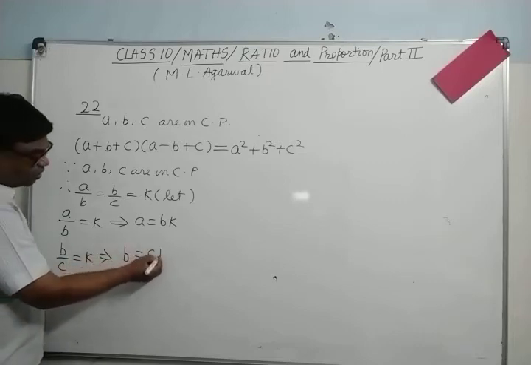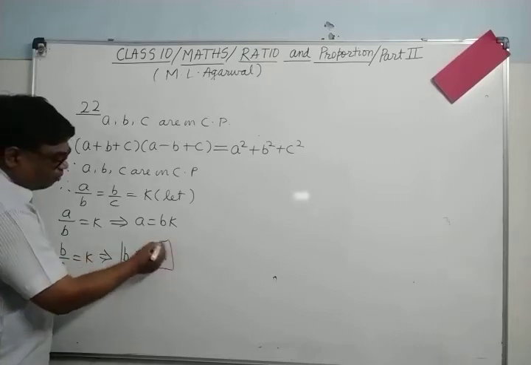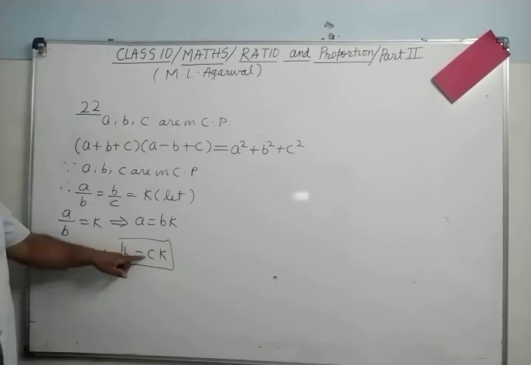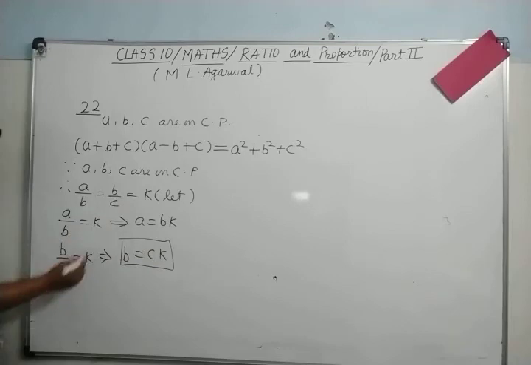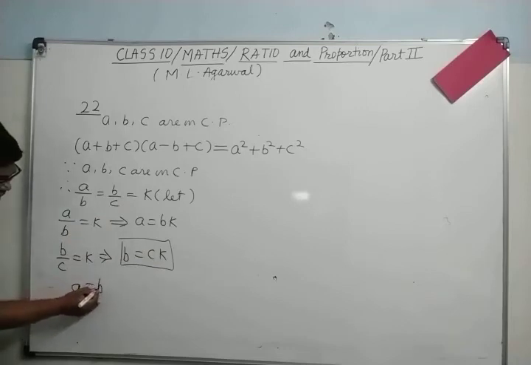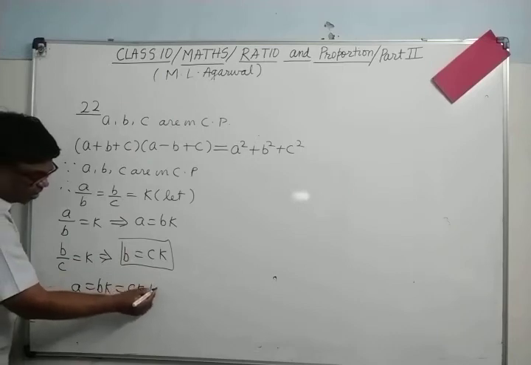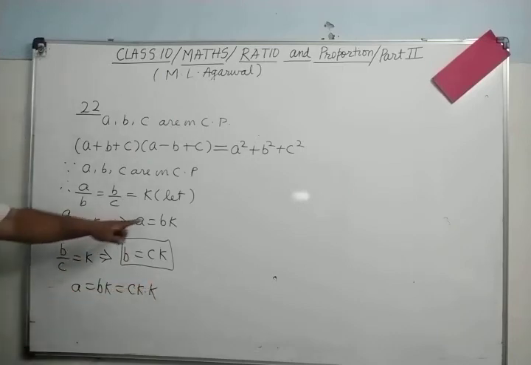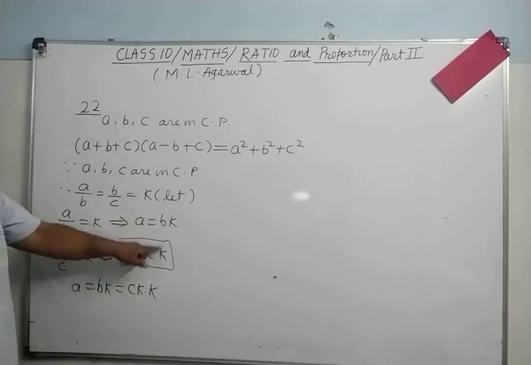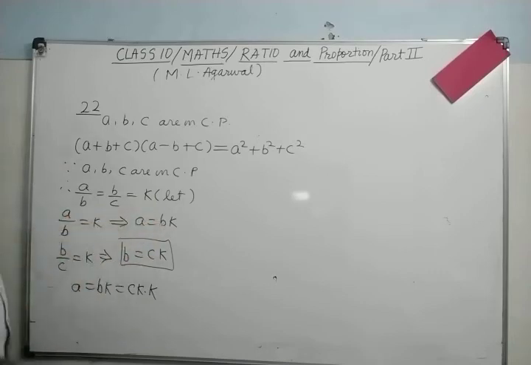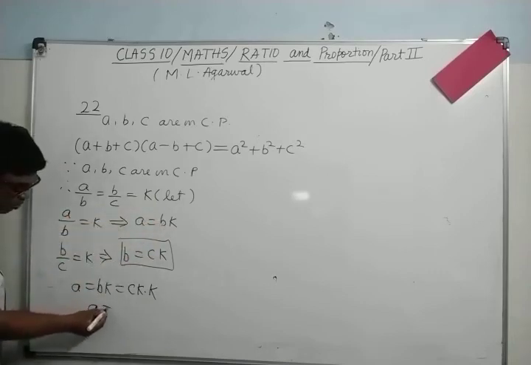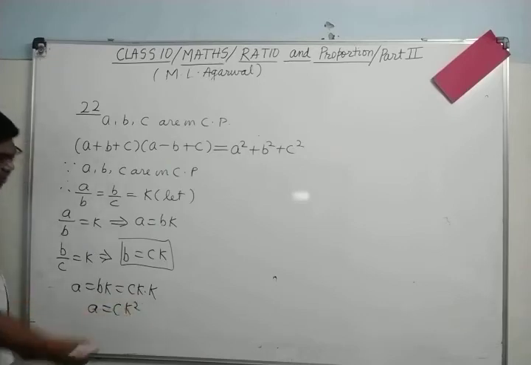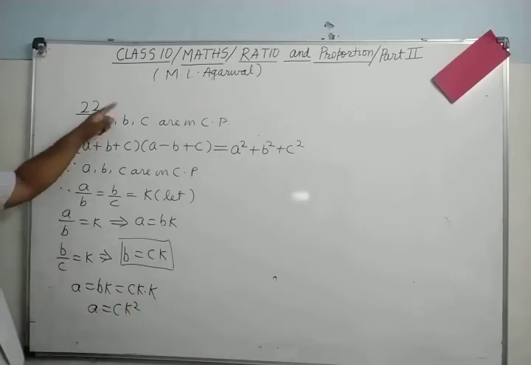B equals CK. So here the value of B you have found in terms of the last term, C and K. Now you see this. A equals BK and B equals how much? CK. So CK into K. In place of B you write this value CK. So CK into K equals CK square. So you can see here A equals CK square, B equals CK.